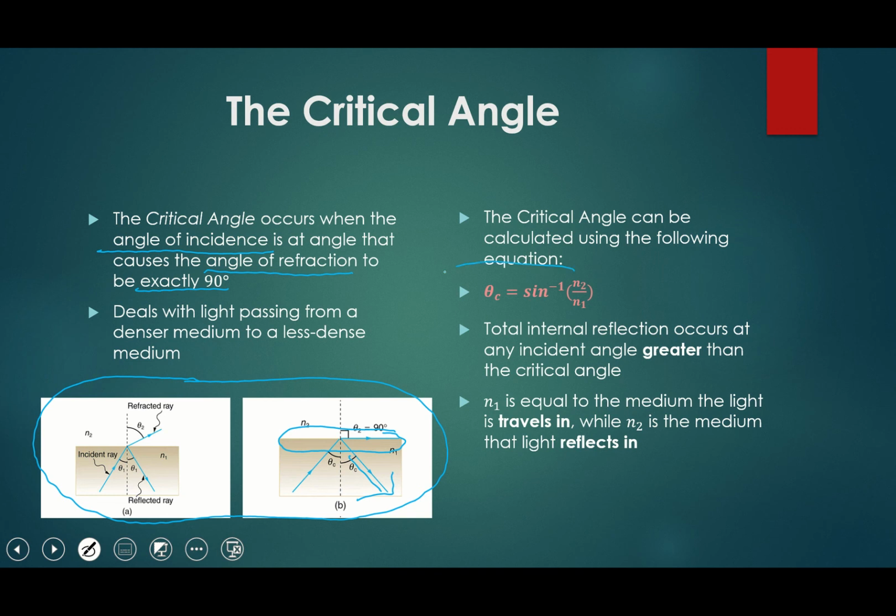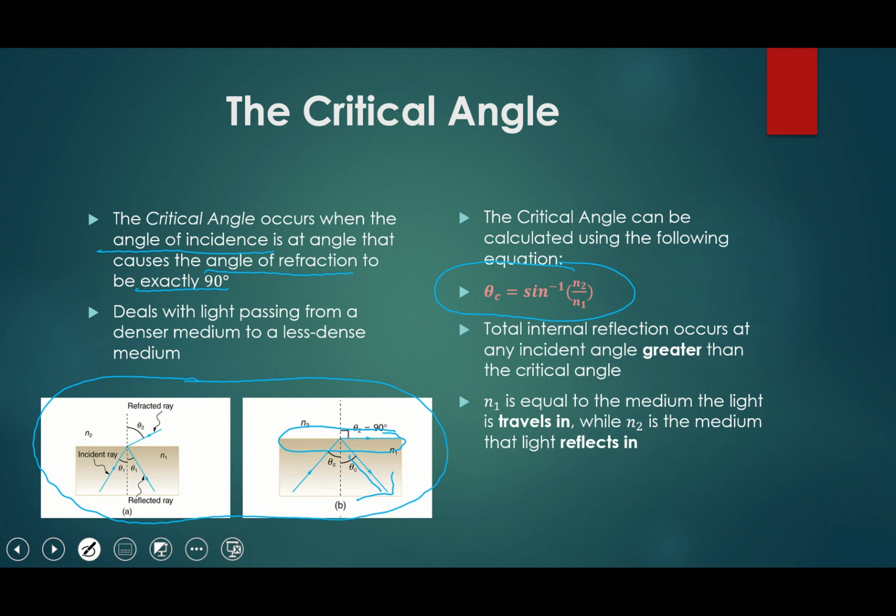To calculate the critical angle, you'll use the equation circled in red. That's to find theta critical. So the critical angle is equal to the inverse sine of n2 over n1. And remember, n is the index of refraction.